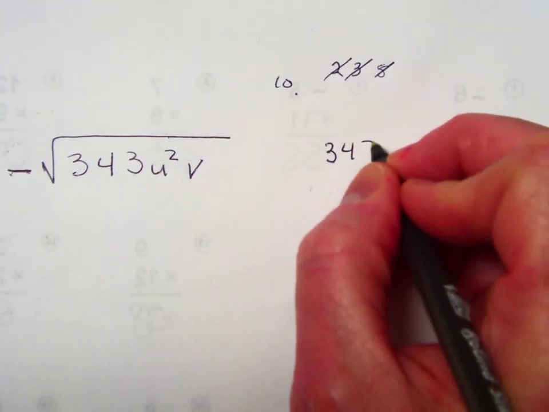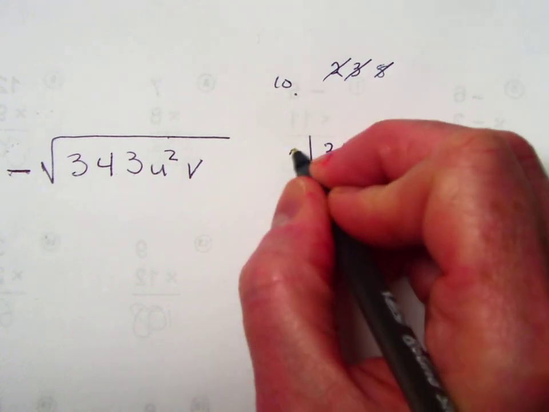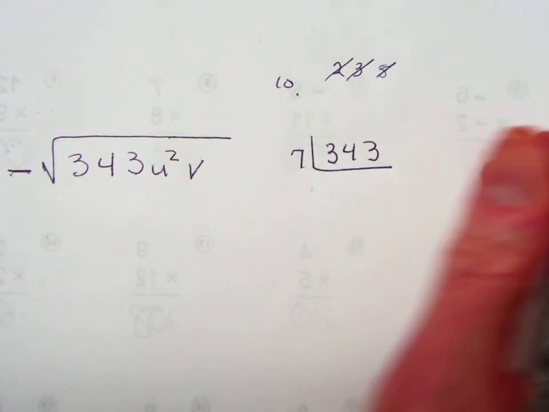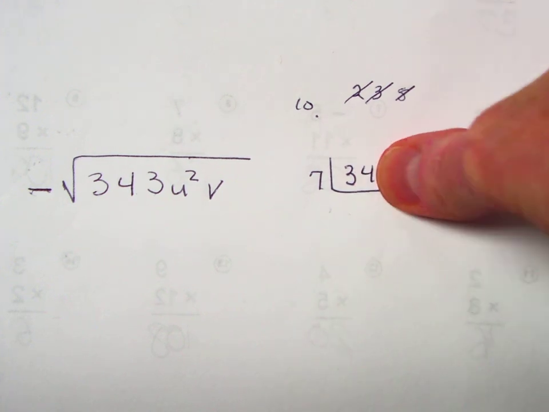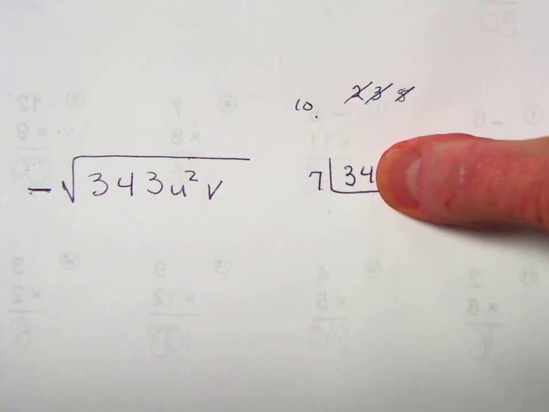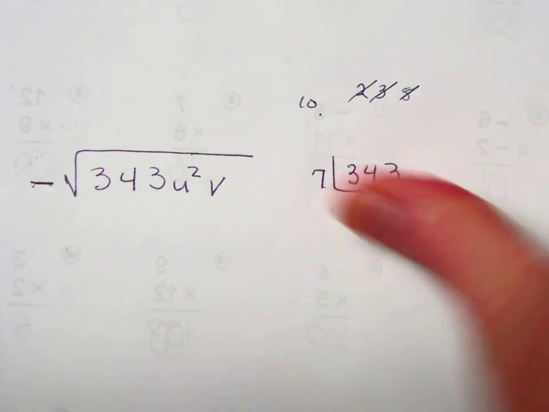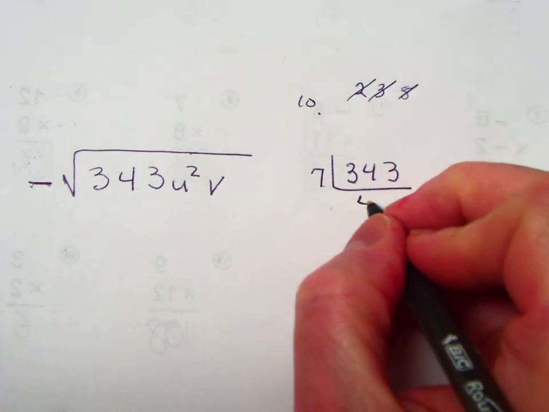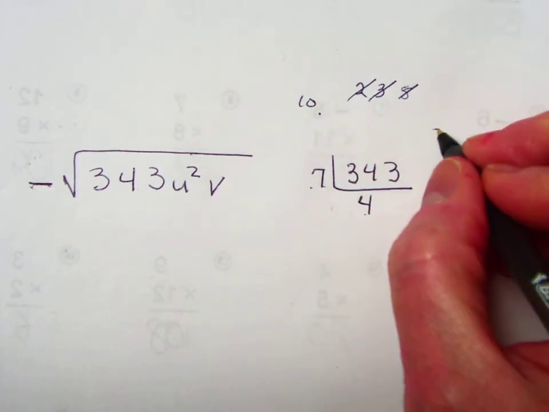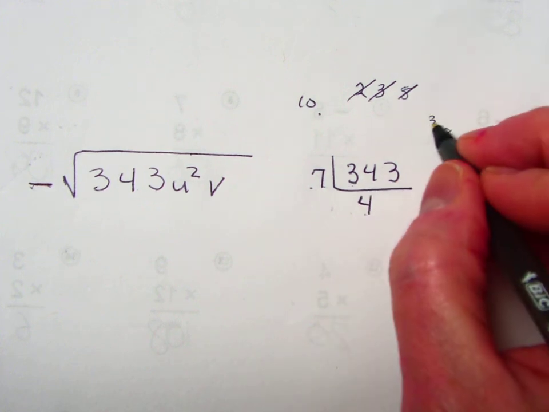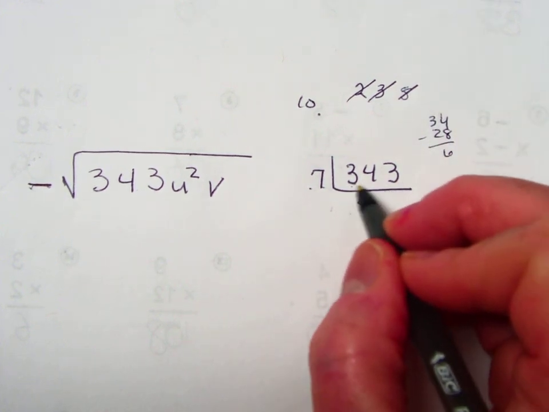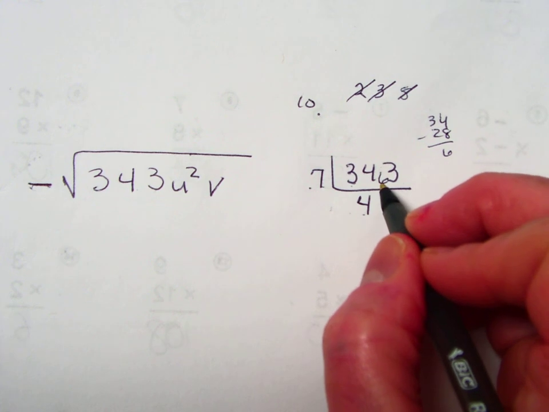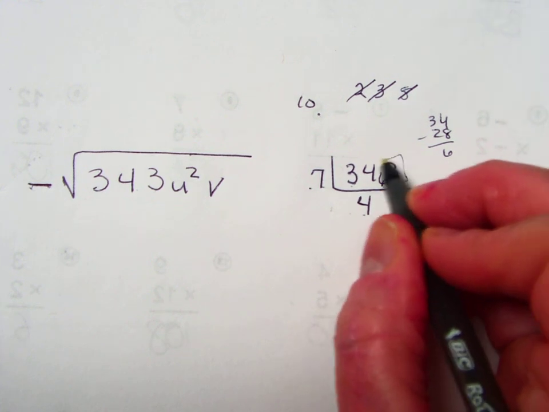So 343, division ladder 7. All right. So 7 doesn't go into 3. Will 7 go into 34? Yes. It can have a remainder. How many times? 4 times, right? So I'm going to write the 4 down. 4 times 7 is a 28. So 34, take away the 28 is a 6. So that means my remainder slides over to this number, and now I'm looking at a 63.